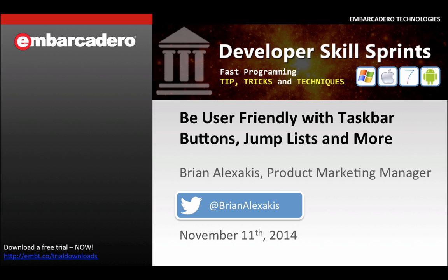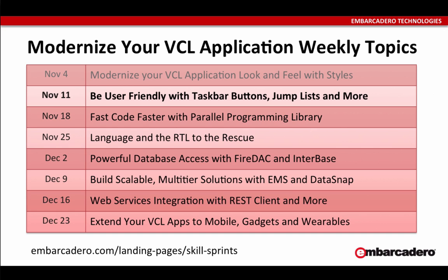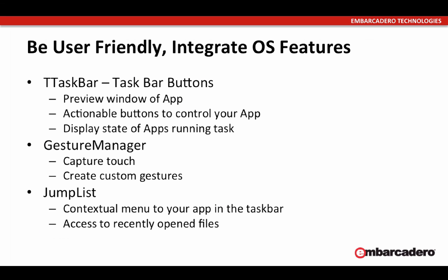This week, the skill sprint will demonstrate how RAD Studio streamlines this integration process of getting these Windows features into your app. Here is the weekly lineup for the ongoing skill sprint series, which continues through the end of the year. Last week we covered how to modernize your VCL application look and feel with styles, and next week we will take a look at how to take advantage of multi-core systems with the Parallel Programming Library. You can find the full lineup at embarcadero.com/landing-pages/skill-sprints.